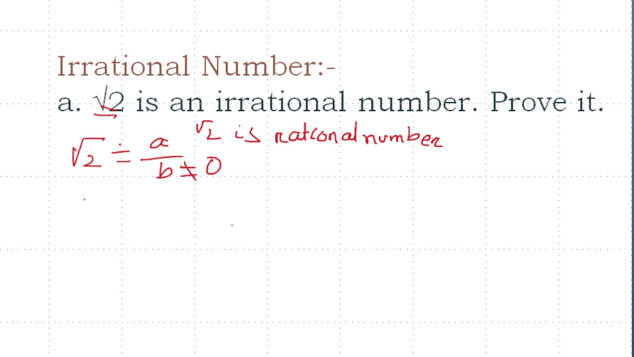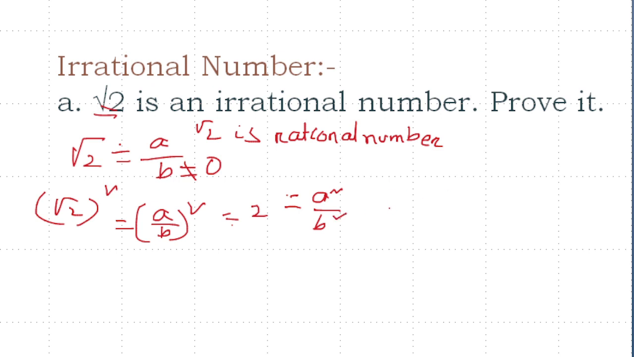Okay, so root 2 squared, squaring both sides, root 2 whole squared equals a by b whole squared, means 2 equals a square by b square, where a square equals 2b square. One condition satisfied, means a square is a product of 2, means 2 into b square. Now it is a product of 2, means it is divisible by 2, right? a square is divisible by 2. Clear?